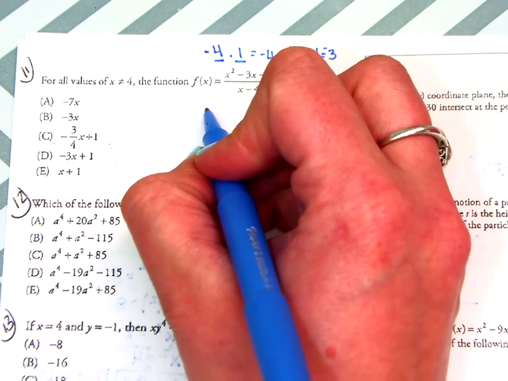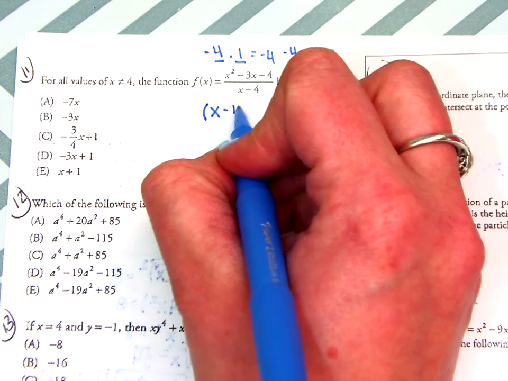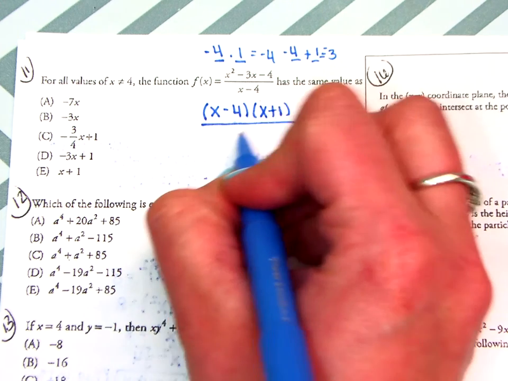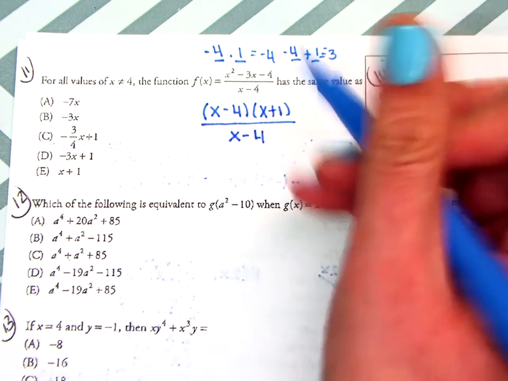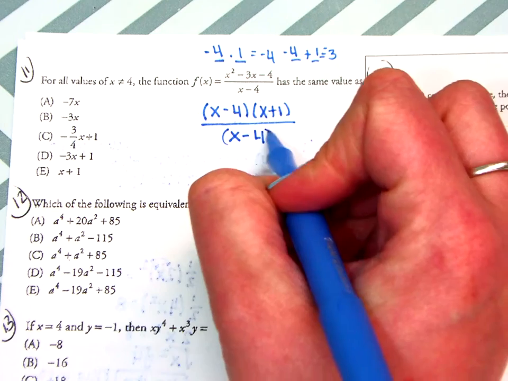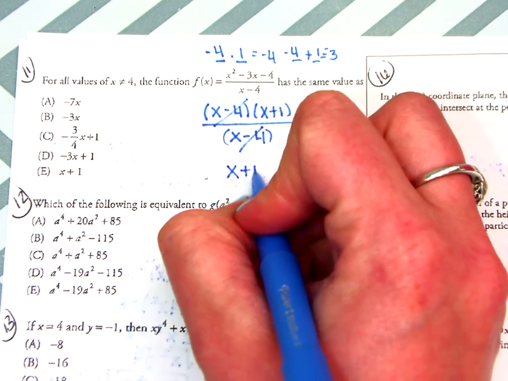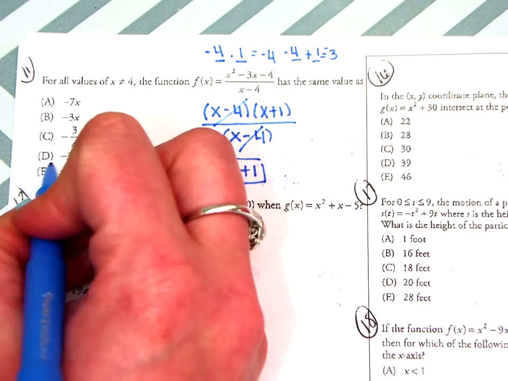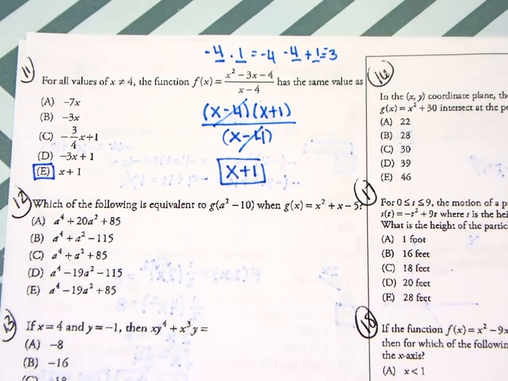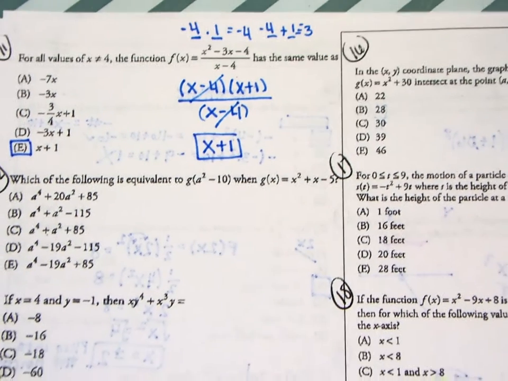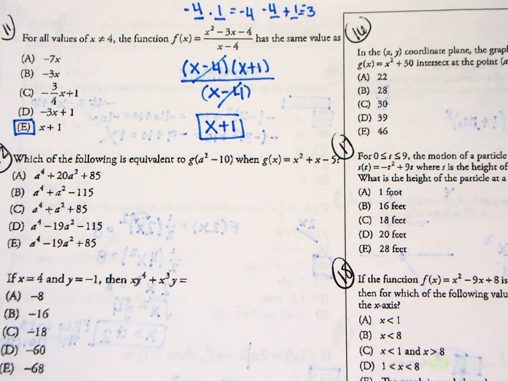So I'm going to simplify the top. That's going to become x minus 4 times x plus 1 all over x minus 4. These can cancel because they're binomials. So this one can cancel this one, and you are left with just x plus 1, which is option E.